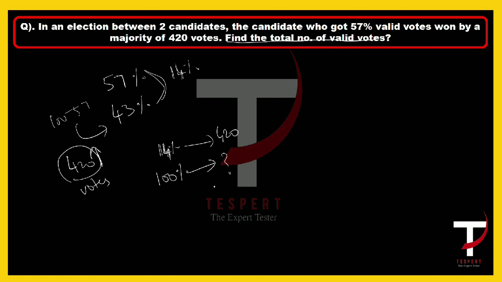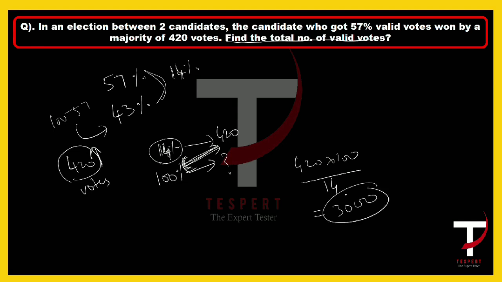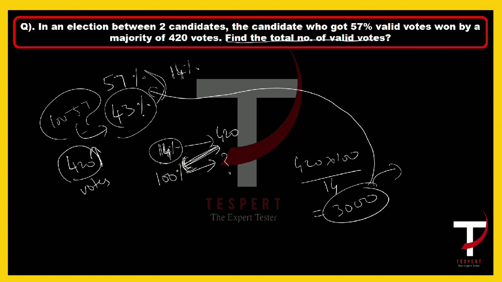Calculate. 420 into 100 by 14. How do you calculate this? Just cross multiply, 420 into 100 by 14, is equal to 3000. Okay, so 3000 are the total votes. Fine, out of this 3000, 57% votes were cast for the winner, and the remaining 43% were for the loser. Okay.